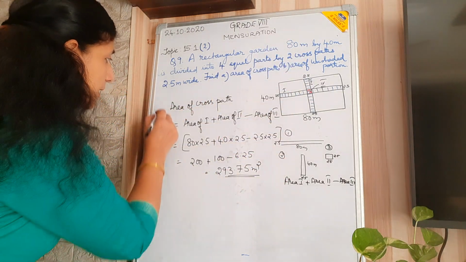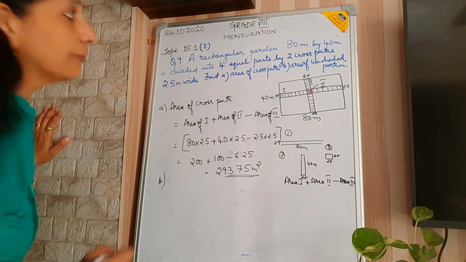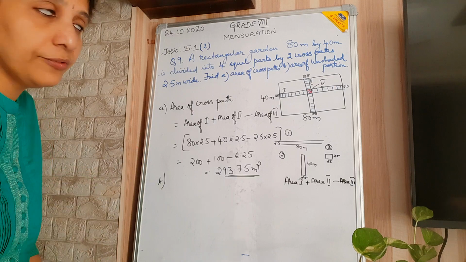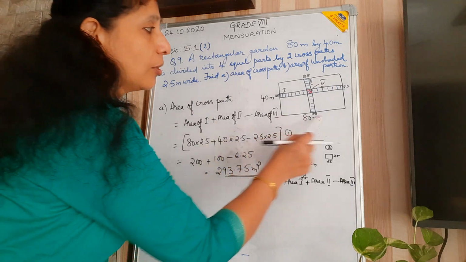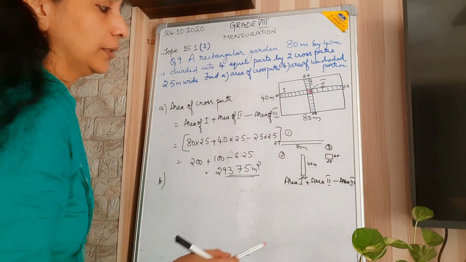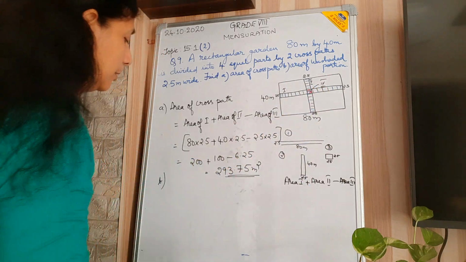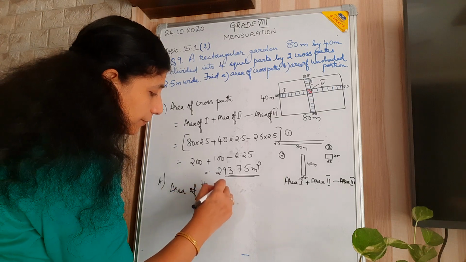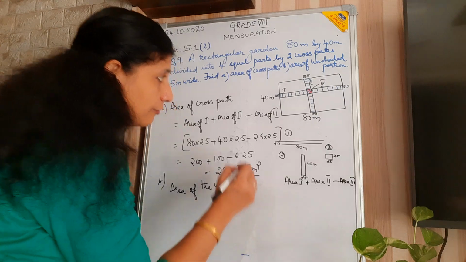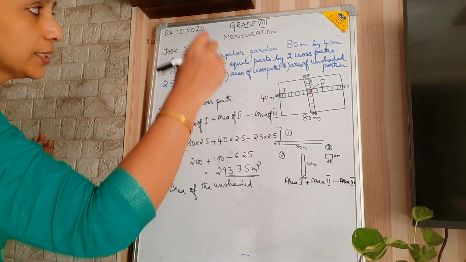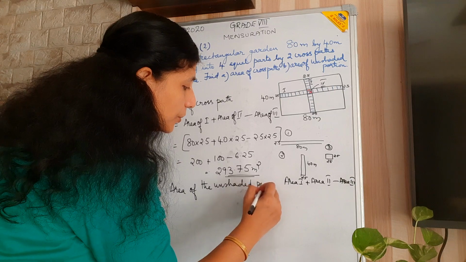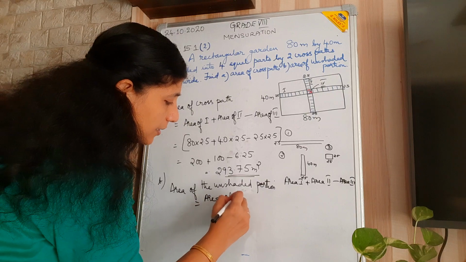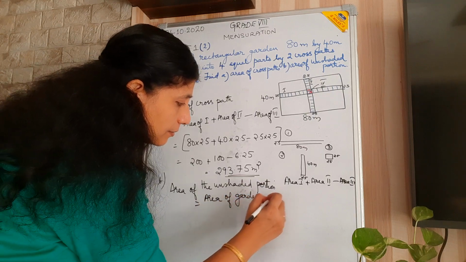Now second question, this is A part. Now B part is area of the unshaded portion. What is unshaded? These one. How will you get? You will get the area of the unshaded by finding the difference of area of the outer one minus the cross path. So area of the unshaded portion. Unshaded portion means from the whole rectangular garden you are subtracting the cross paths. Area of unshaded portion equals area of garden minus area of cross paths.